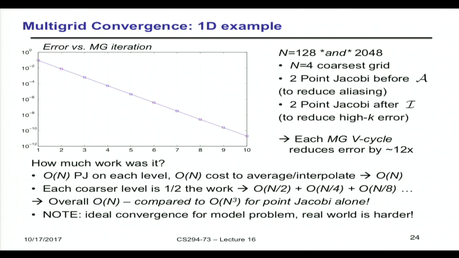That would be a quarter, that would be a 16th, that would be a 64th. And so basically, this is an order n algorithm. Even though the constant out front can be pretty big depending on how much work you do, it's so much better than the n cubed of point Jacobi.